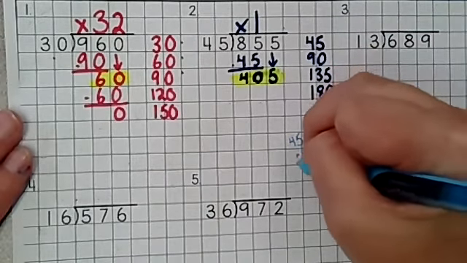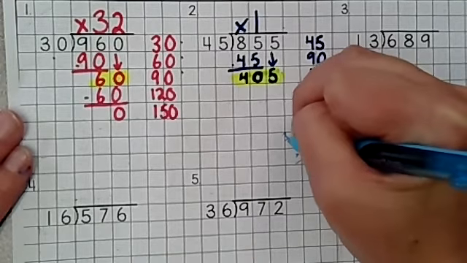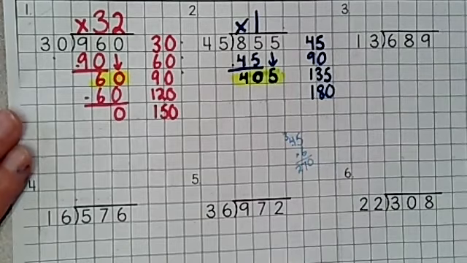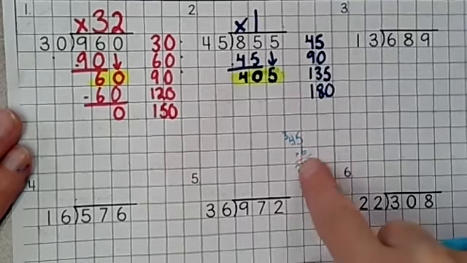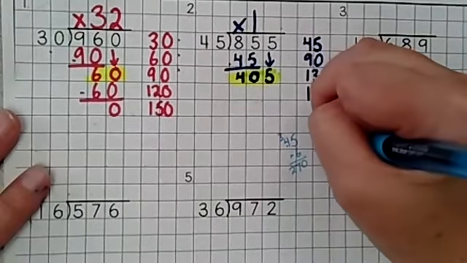All right, 45 times 6 will get you 270. Not big enough. What number do you want to try, Kato? We just did times 6. So what do you want to try? 9. Let's try 45 times 9.